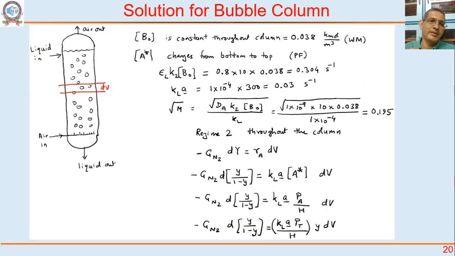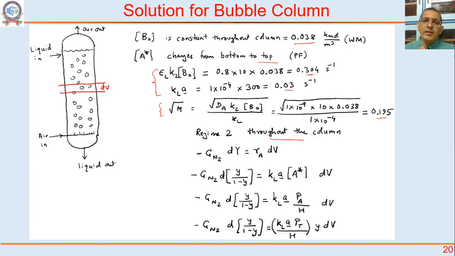Overall material balance is still the same. Now, well mixed liquid, so B0 is constant throughout the column. A star changes from bottom to top. So now epsilon L K2 B0 is 0.3, KLA 0.03, root M 0.195. It is regime 2 throughout the column. Why? Because these things don't change. Only A star is changing.